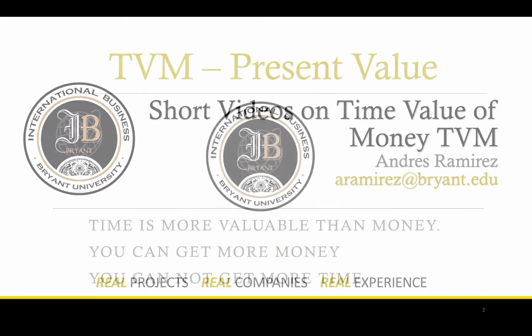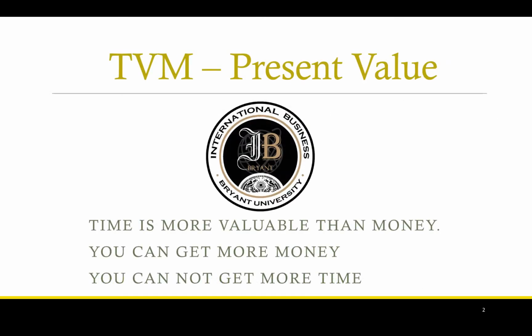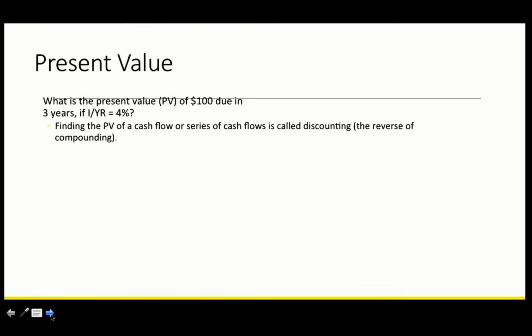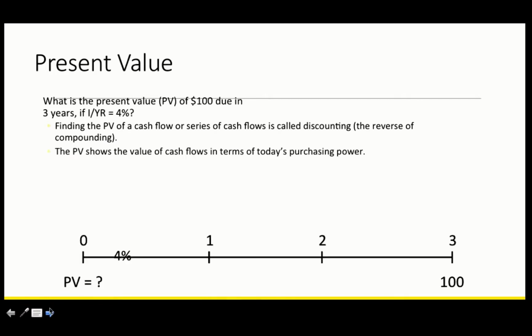This time, present value. So the question is, what would be the value today of $100 that is due in 3 years? How can we approach that? What we do is we're going to discount cash flows, which is the reverse of compounding, what we did for finding future value. So we're going to do our timeline, and in our timeline we're going to see that the $100 come in 3 years, and we're going to find out how much are those worth today, given that the interest is 4%.